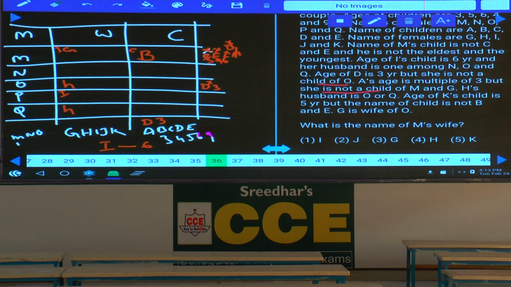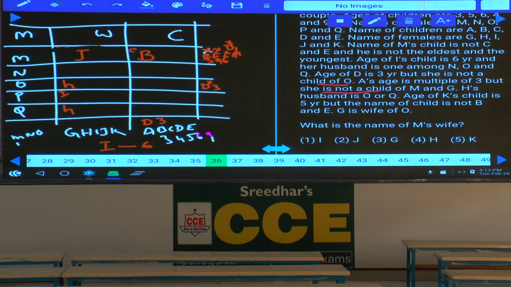But name of child is not B. That means K cannot be here. K cannot be here. H also cannot be here, isn't it? Because H is the wife of either O or Q. Hence, out of G, H, I, J, K, G, H, I, K cannot be here. Then who must be at this place? J must be at this place. Are you following this one or not?